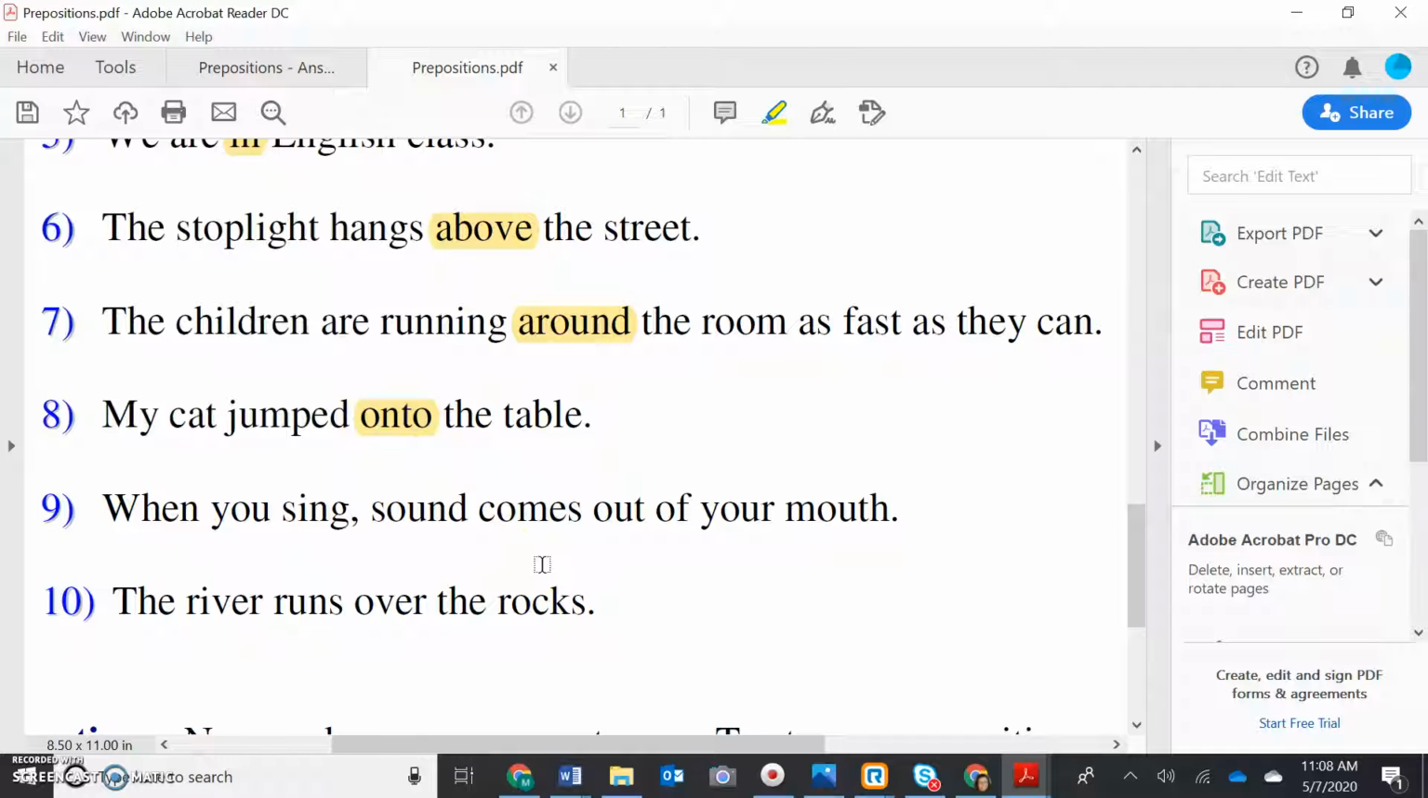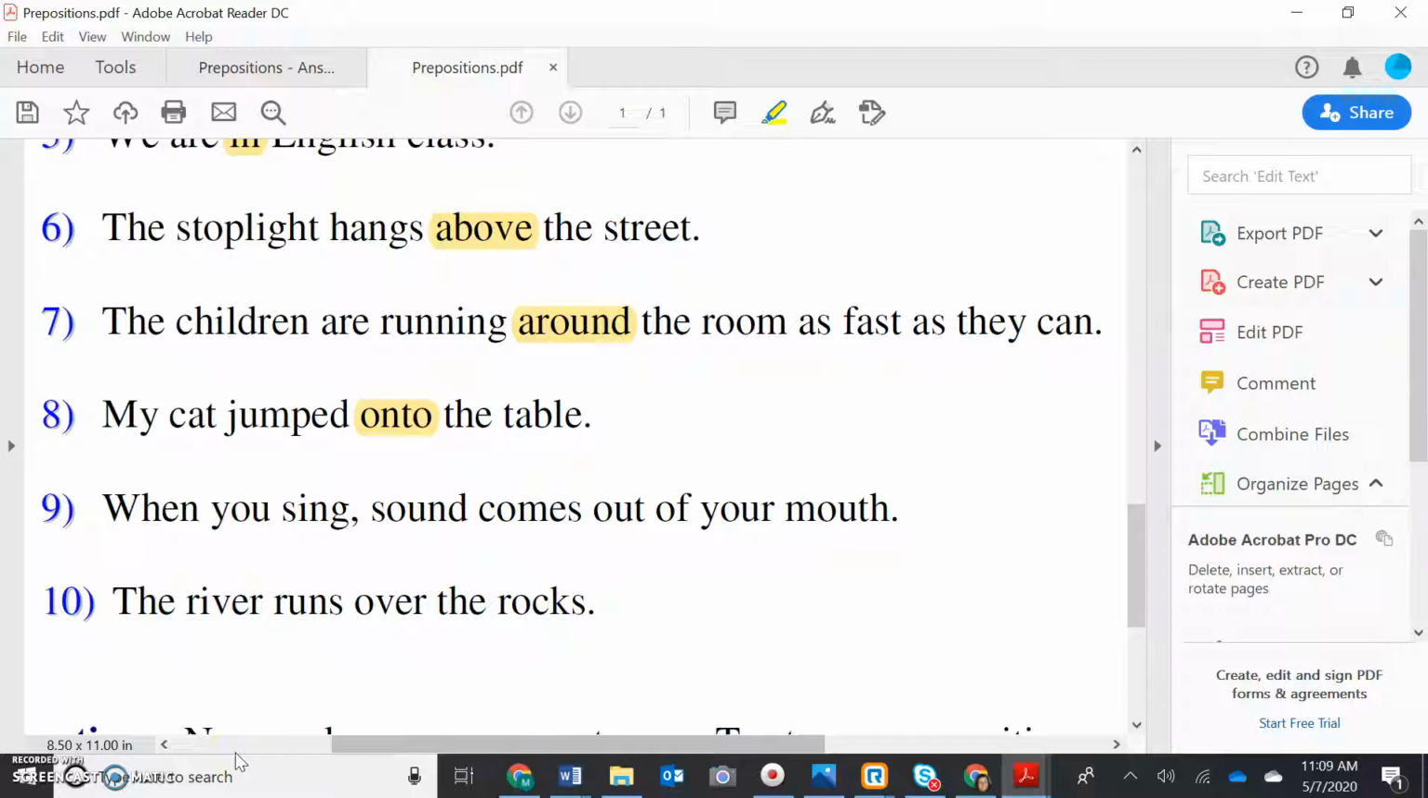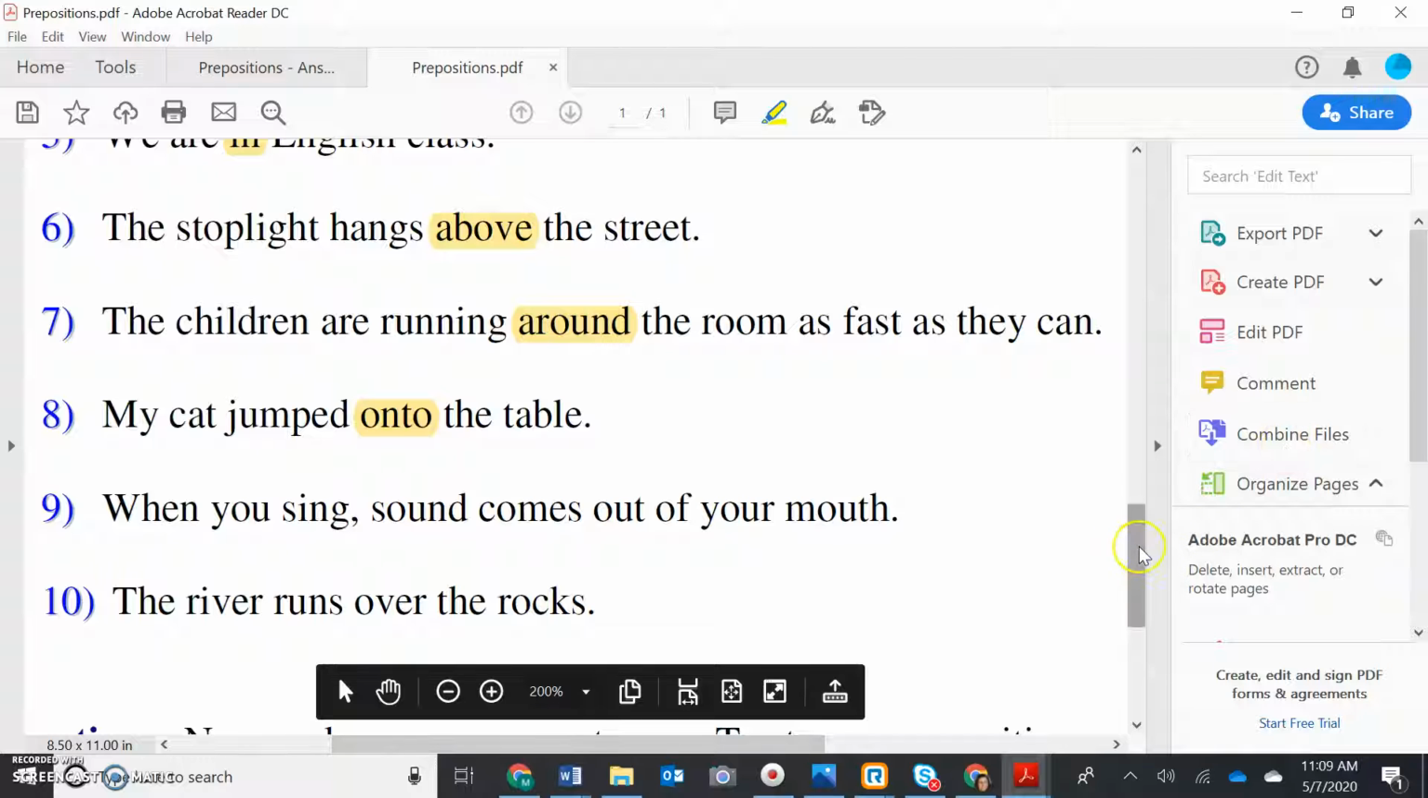I really want you guys to try this by yourself before I give the answer. Actually, I'm not going to do the last 2. I want you guys to totally do number 9 and 10 yourself. When you sing, the sound comes where? Give you hints. 1 or 2 words. The river runs where? So where is the singing coming from in relation to the mouth? Where is the river coming from in relationship to the rocks? So get number 9 and 10 done by yourself.